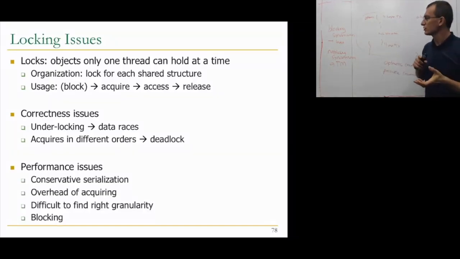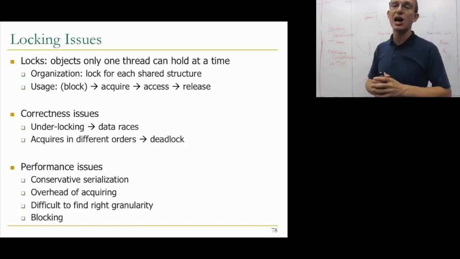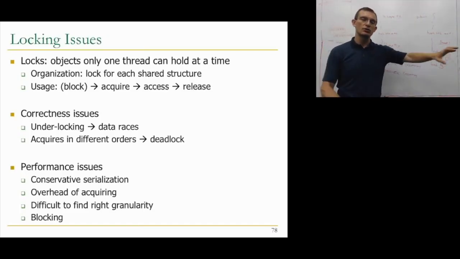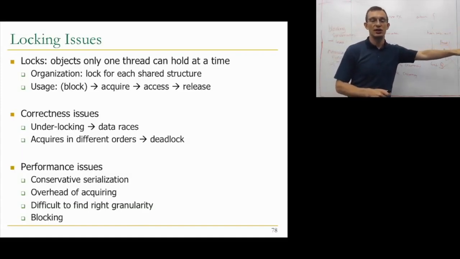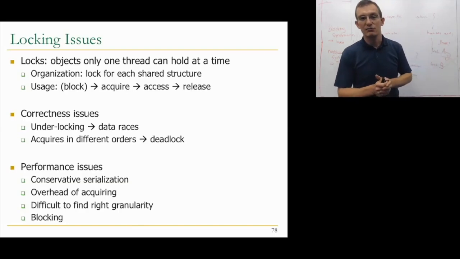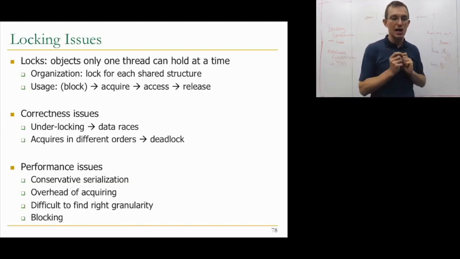Well, as I told you, locks lead to conservative serialization. There is also overhead of acquiring the locks, right? If some other thread is actually holding the lock, that lock needs to be brought to the cache of this other thread that's executing in this other core. So it takes time to acquire the lock. So there's ping-ponging that happens because of the locks.